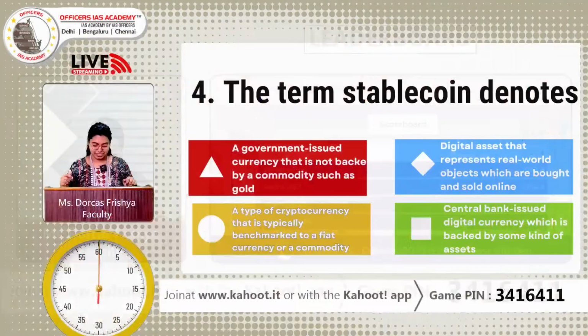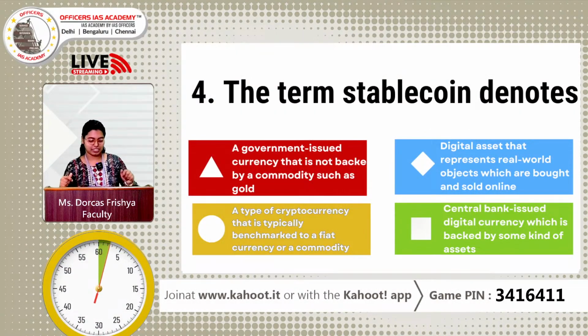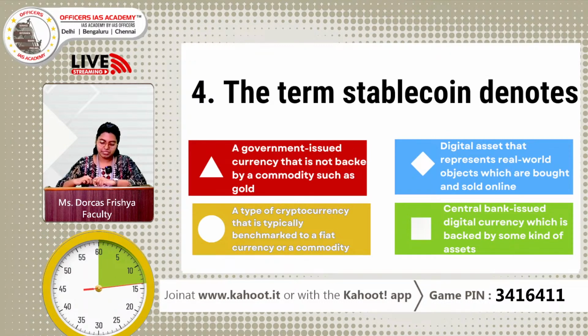Question number 4 for the day. Question number 4 on your screen. The term stable coin denotes. Option A, a government issued currency that is not backed by a commodity such as gold. Option B, digital asset that represents real world objects which are bought and sold online. Option C, a type of cryptocurrency that is typically benchmarked on a fiat currency or a commodity. And option D, central bank issued digital currency which is backed by some kind of assets.